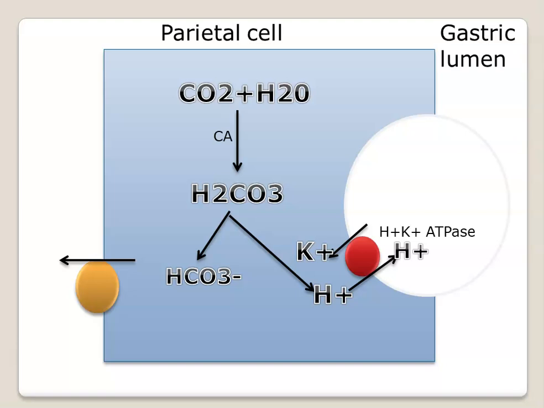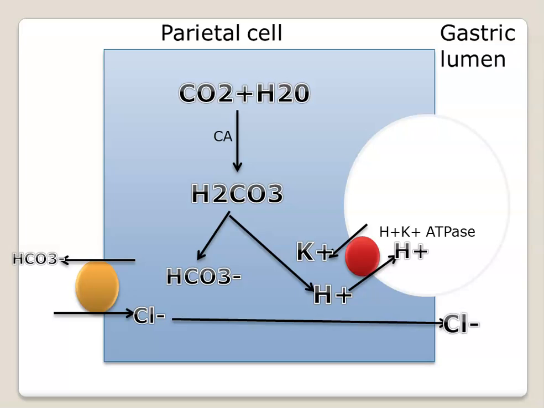Now, the bicarbonate enters the interstitial fluid in exchange of chloride ions. These chloride ions directly enter the gastric lumen. So, these hydrogen ions and chloride ions join to form hydrochloric acid.